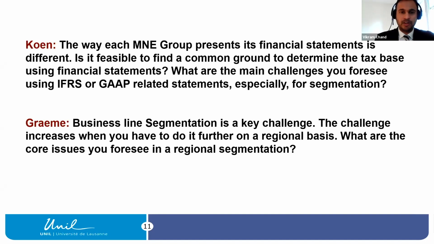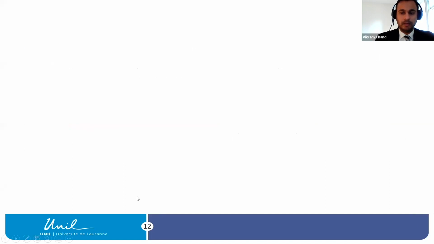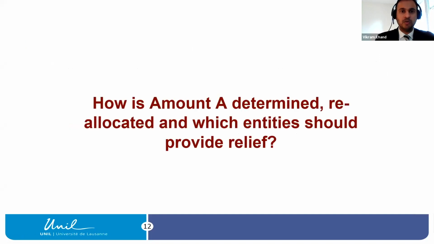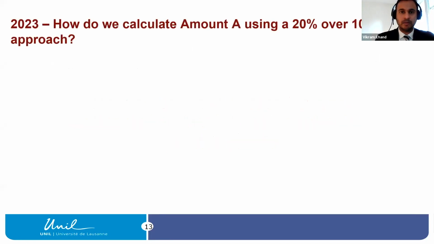Yes, so the issue of segmentation will be picked up again. In this case study, we don't really have the issue of segmentation, but it's very important for everyone to know about the issue of segmentation. And the comments that have been made by Koen and Graham will be picked up again in the next case study, which deals with segmentation. So moving on in our case study, the next issue after the tax-based determination is how is Amount A determined? How is Amount A reallocated, and which entities in the group should provide relief from double taxation?